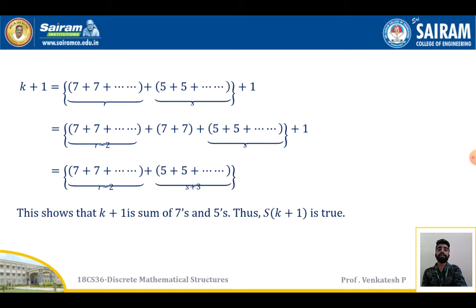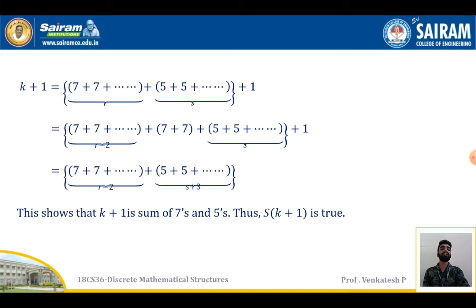Now from these 7s, I am taking two 7s outside. So these 7s are there for r minus 2 times now. I will be getting 7 plus 7 and so on for r minus 2 times, since I am taking two 7s outside, that is 7 plus 7 I am taking separately here, plus 5 plus 5 and so on for s times, plus 1. By combining this 7 plus 7 plus 1, I will be getting 15. This 15 can be divided into 5 plus 5 plus 5.